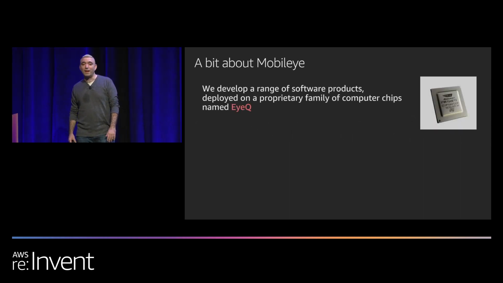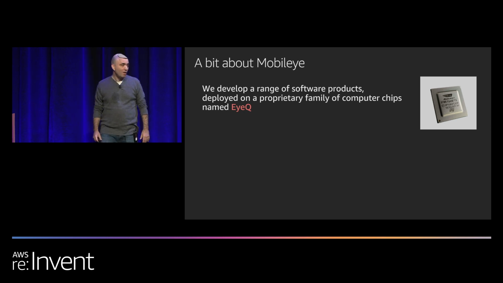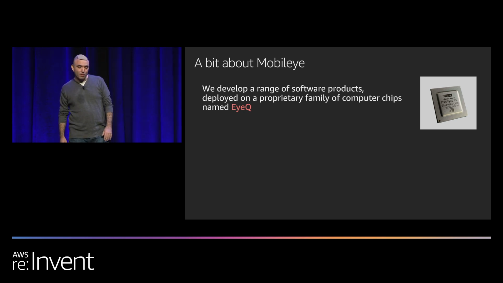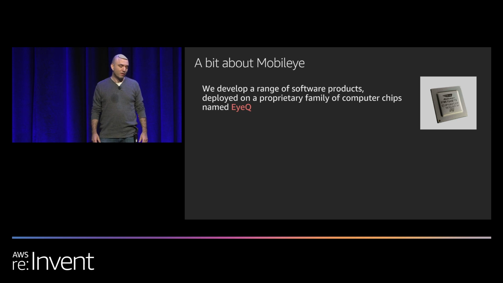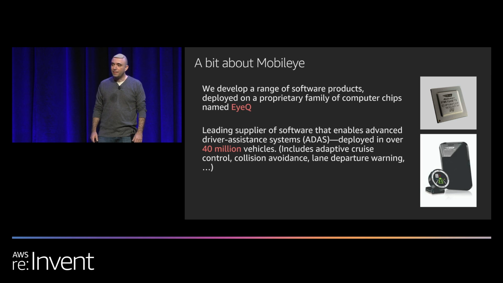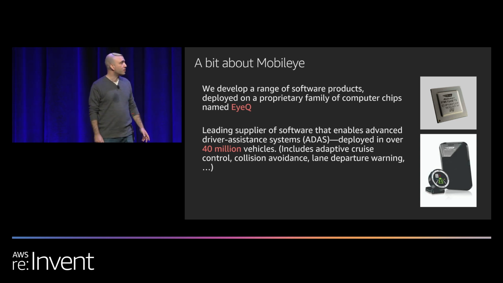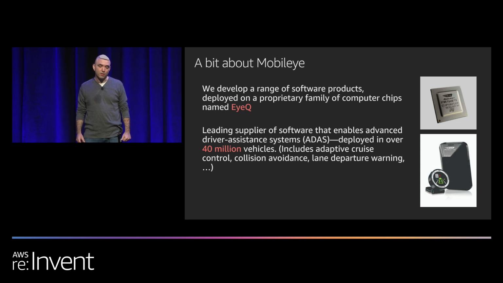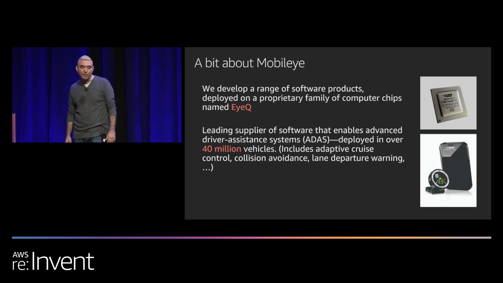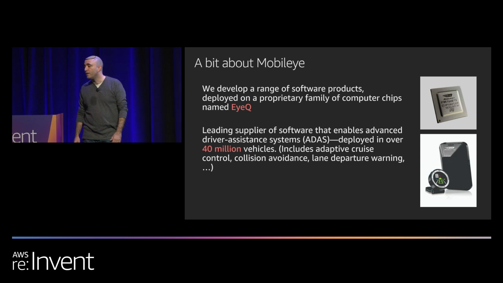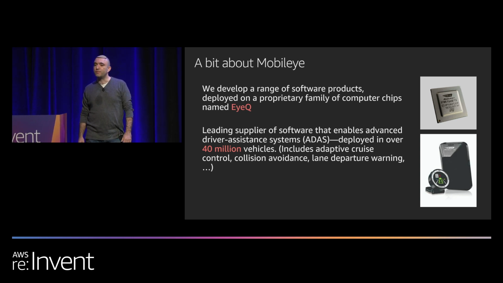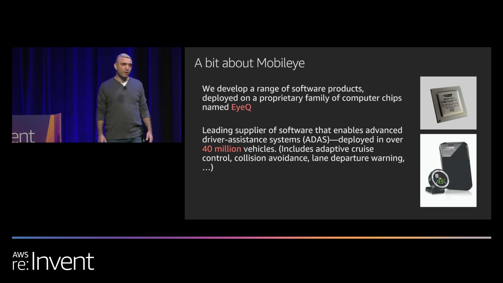So how does Mobileye save lives? We have developed a range of software solutions that run on a proprietary family of chips called IQ. These days, these are predominantly found in advanced driver assistance systems, otherwise known as ADAS. These systems might include features such as collision avoidance, lane departure warning, and adaptive cruise control. You might be familiar with such systems from your own car or from another car that you've been in.